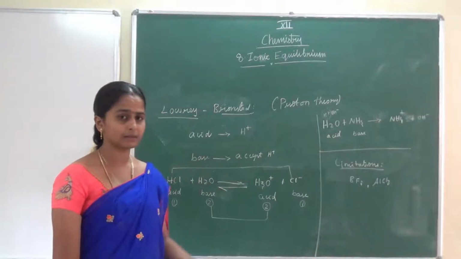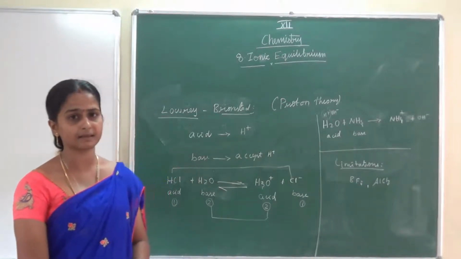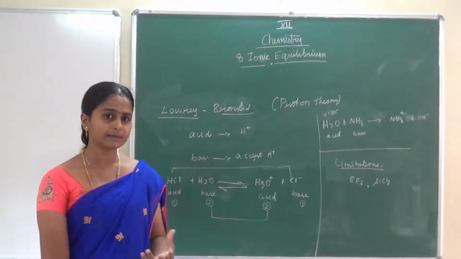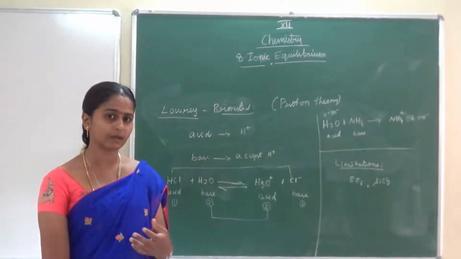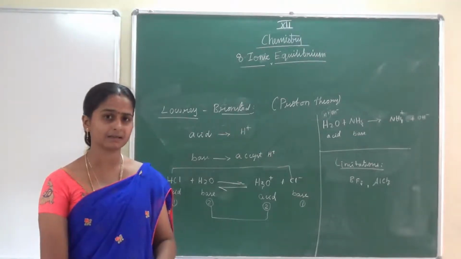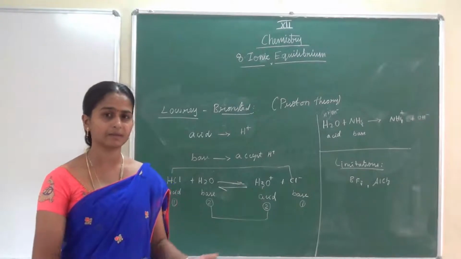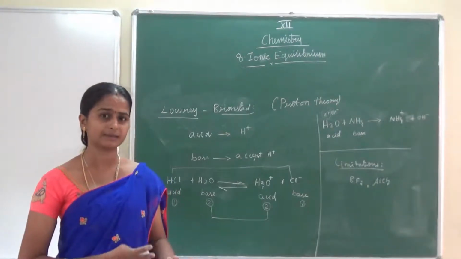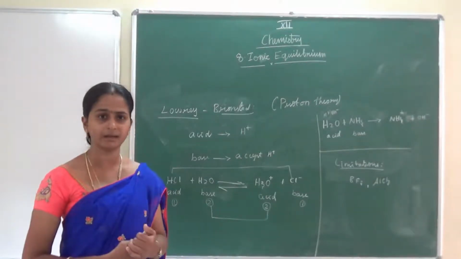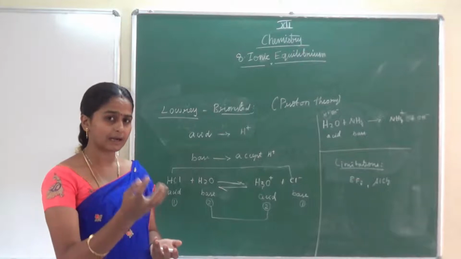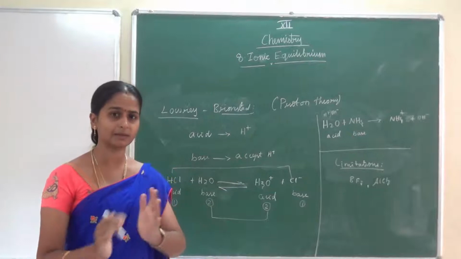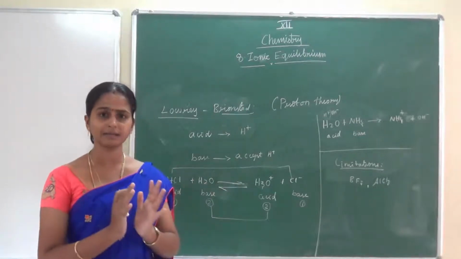To overcome this limitation, the next scientist comes, that is Lewis. According to Lewis, those who donate electrons are bases, and those who accept electrons are acids. Many times we have learned Lewis acid and Lewis base, the difference between them, in our 11th standard also. Electron acceptors are acids, electron donors are bases. Like that, Lewis gave another idea about acids and bases.